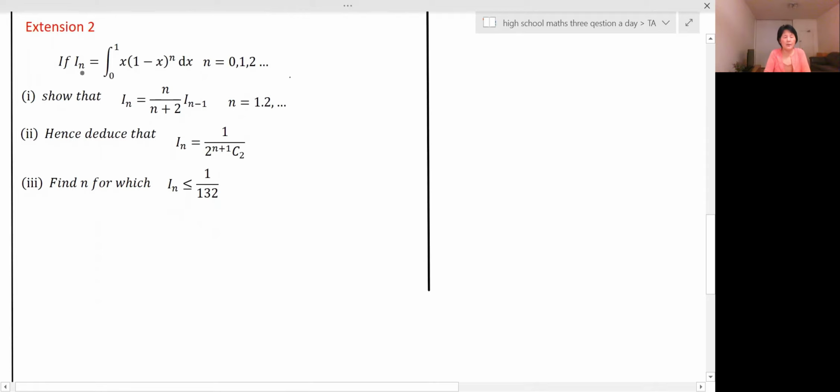Okay, if Rn is the integration, this one. So first one, we need to show Rn equals this one. Okay, I'll start. Then I_n equals the integral from 0 to 1 of x(1 - x)^n dx.